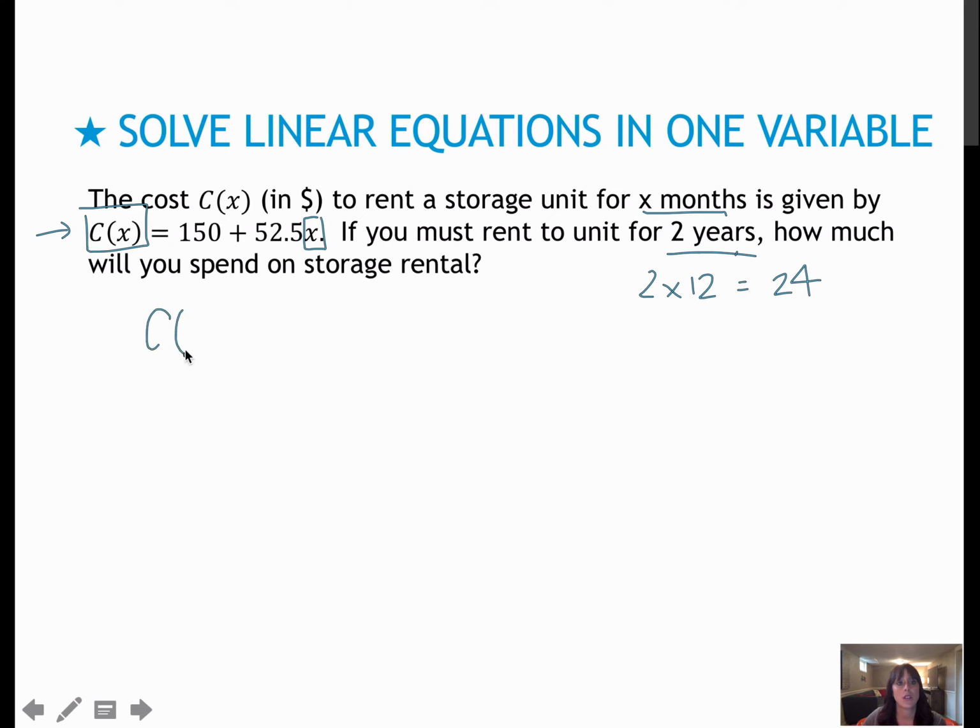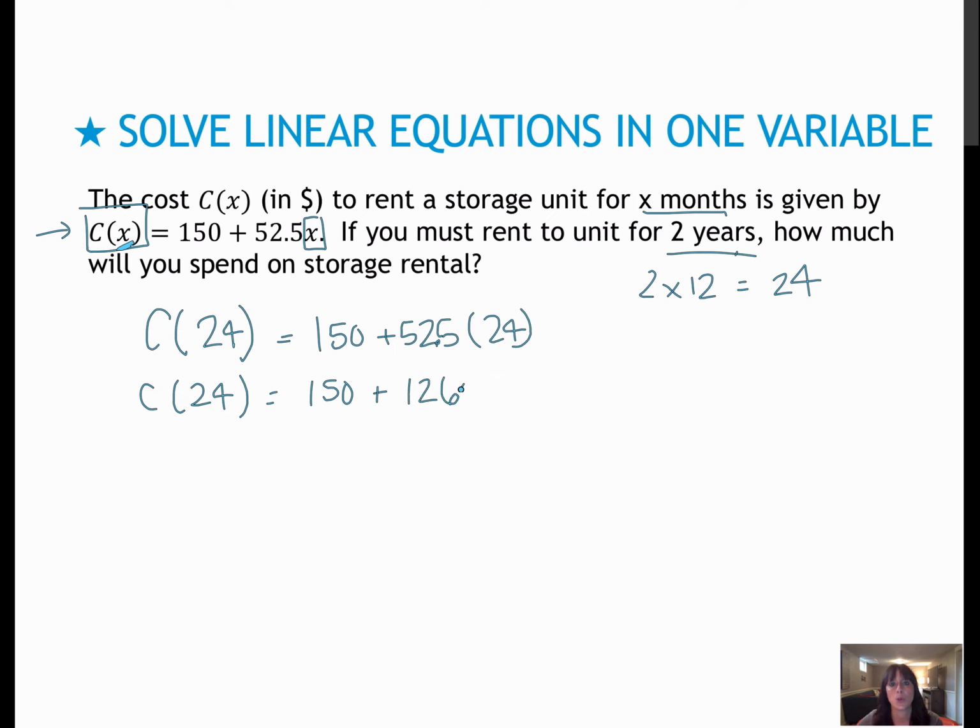So in this function, I would say c of 24, and what that means is that in the function, wherever I see x, I'm going to replace it with 24. And then 150 plus 52.5 times 24. Again, the left side never changes, so I just rewrite it just as I would if it was a y equals. And then use a calculator to multiply 52.5 times 24, which gives me 1,260. Then I will add that to the 150, which gives me 1,410.